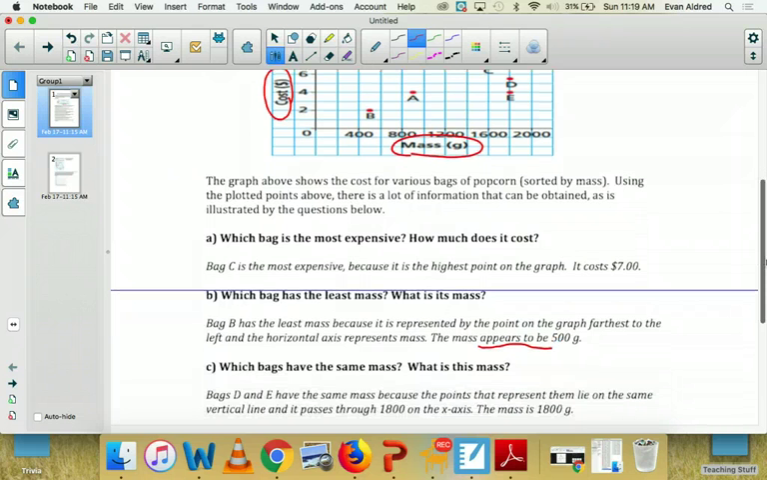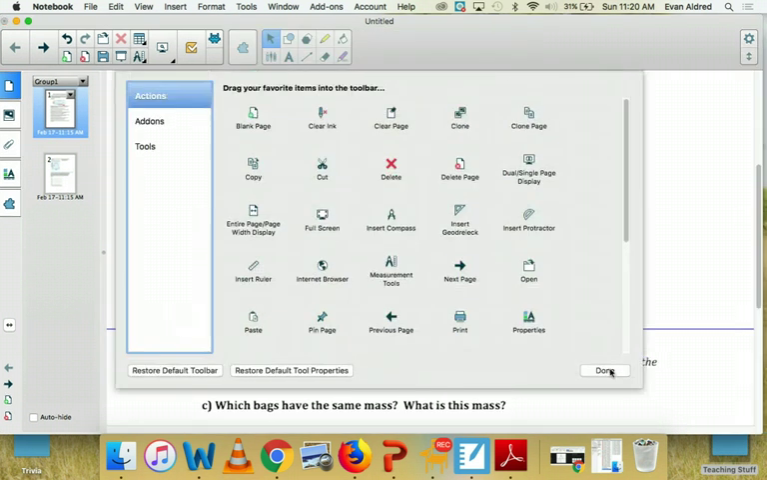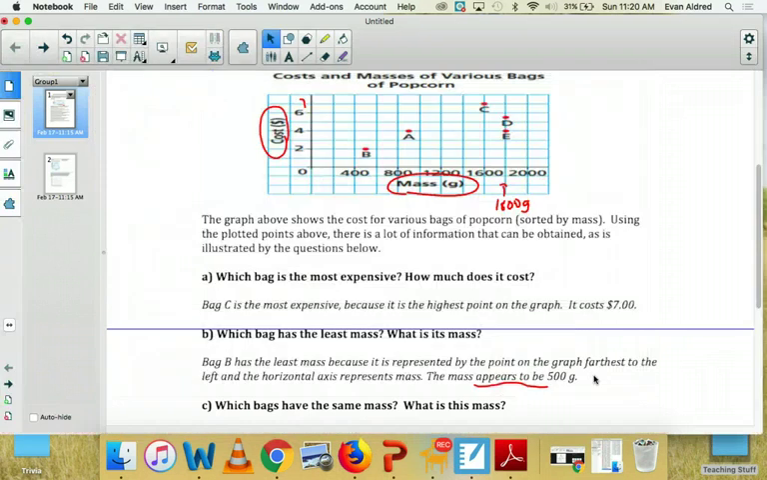Part C, which bags have the same mass, and what is this mass? Well, in this case, we're looking back again at the x-axis, because that's what mass is represented on. And we want the 2 that line up, the 2 that have one on top of the other. And in this case, it's going to be bags D and E. You can see that they are on the same point on the x-axis. They are both at 1,800 grams. They are right here. All right, so they both have the same mass. Bag C has a different mass from A, B, D, and E, and so on. All the other bags have different masses.